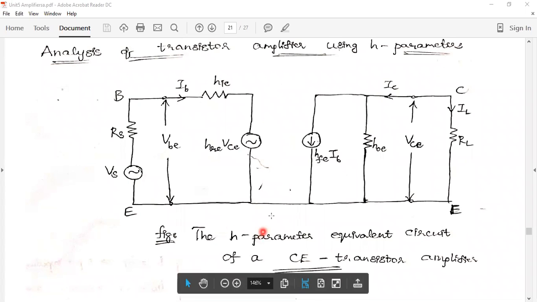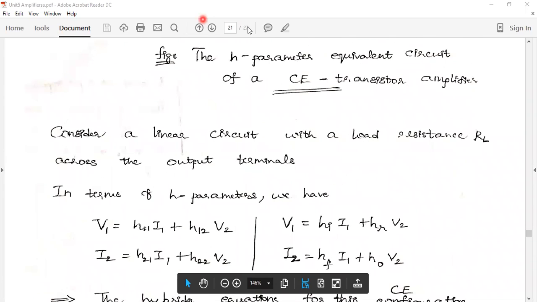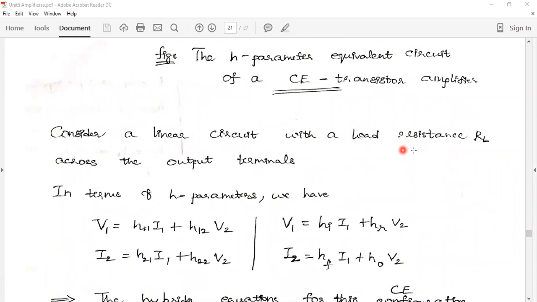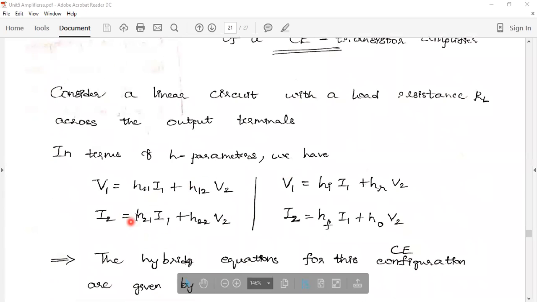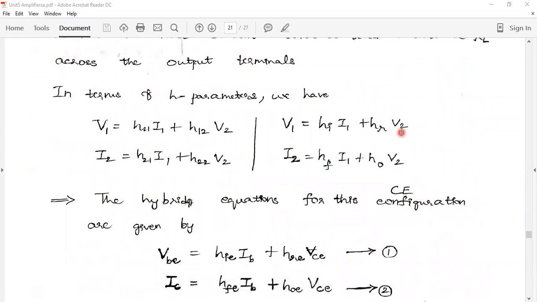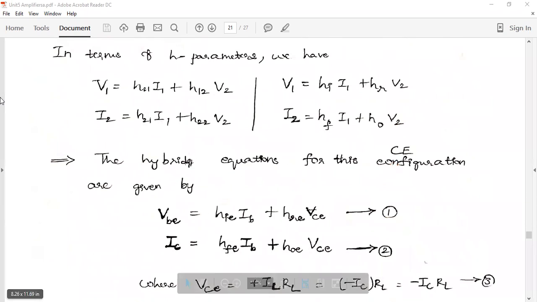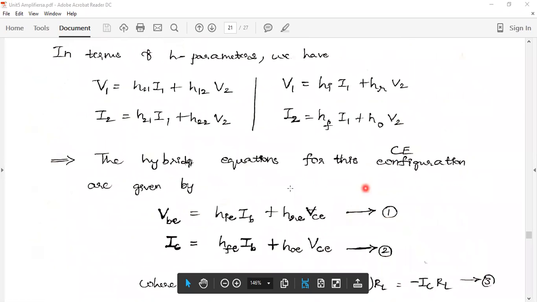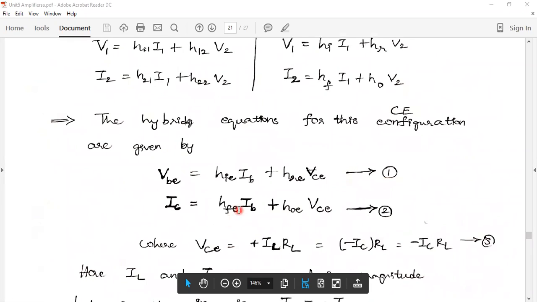Input circuit is a Thevenin circuit and output circuit is a Norton circuit. Here consider a linear circuit with a load resistance RL across the output terminals. I am considering the basic equation. V1 is equal to H11 I1 plus H12 V2. I2 is equal to H21 I1 plus H22 V2, and I am replacing these H11 terms here. V1 is equal to HI I1 plus HR V2. I2 is equal to HF I1 plus HO V2. And the hybrid equations of the CE configuration are given by VBE is equal to HIE IB plus HRE VCE.